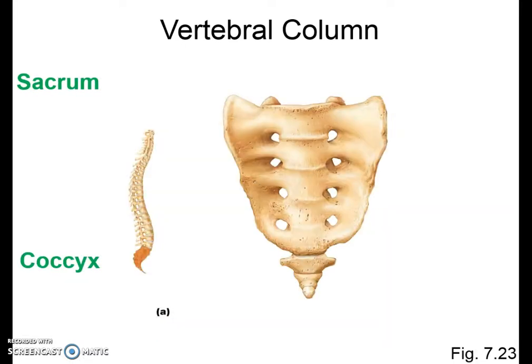The last part of the vertebral column is the sacrum and the coccyx. The sacrum comes right inferior to your last lumbar vertebra, and the coccyx is below that. And again, the coccyx is the remains of the tail. So in this large picture, this entire section right here is the sacrum, and then this right here is the coccyx. So with that, we completed the entire vertebral column.